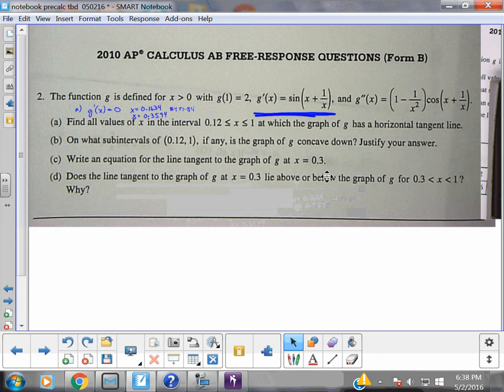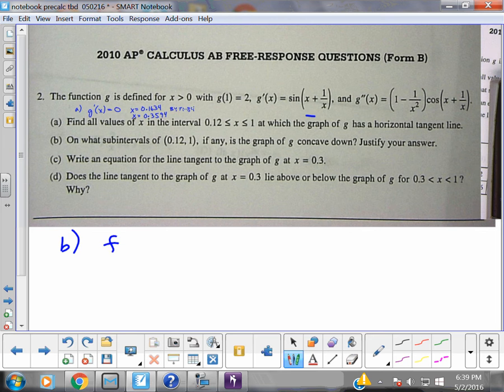Letter B. On what subintervals of 0.12 to 1, if any, is the graph concave down? All right. I would probably start with the known fact, just to show them I know something. When g prime prime is less than 0, the graph is concave down.